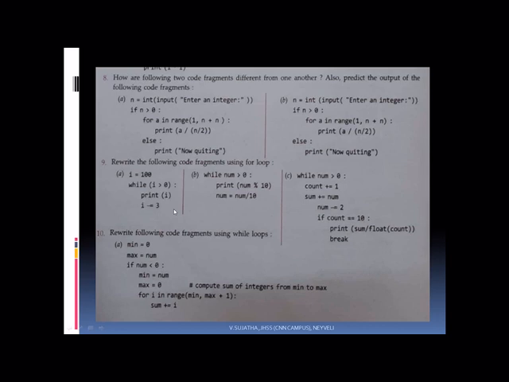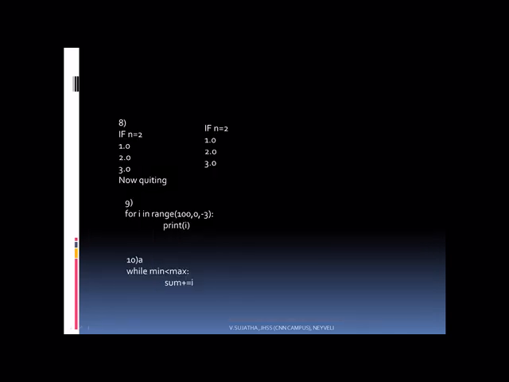So from this you have the conclusion: the initial value is 100, the final value is 0, and the updation is minus 3. What action? Printing the I value. So you write for I in range of, what is the lower limit? 100. What is the upper limit? 0.